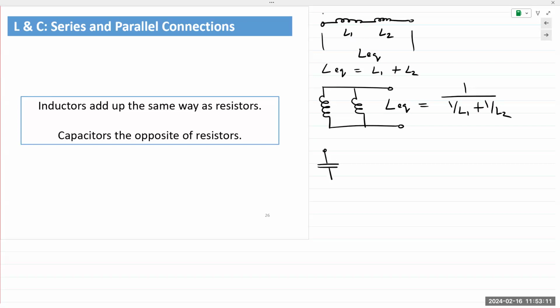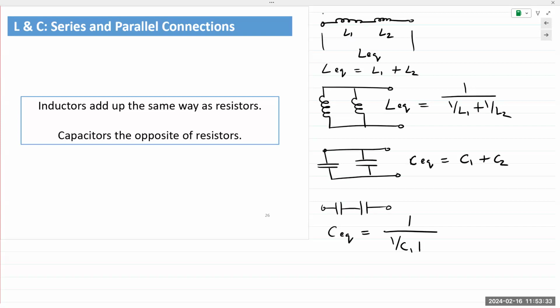Capacitors in parallel also add up the exact same way. So C1 plus C2. And capacitors in series add up the opposite way. So we have 1 over C1 plus 1 over C2. Okay. So inductors add up the exact same way as resistors. Capacitors add up the opposite way.